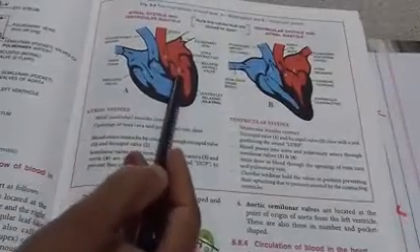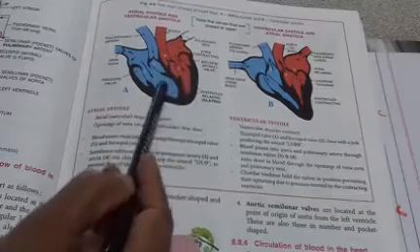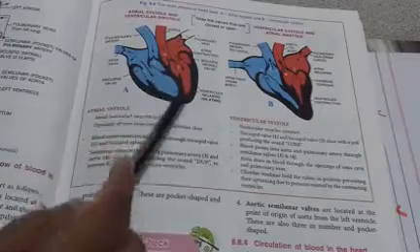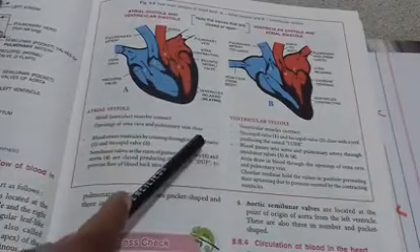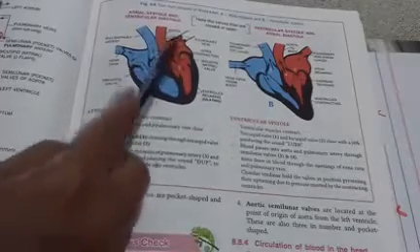So here, the lower chambers are known as what? Lower chambers are known as ventricles, upper chambers are known as auricles. So it starts with the contraction of the two auricles. The first phase is contraction of the two auricles.